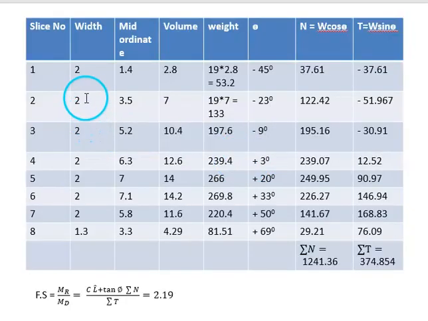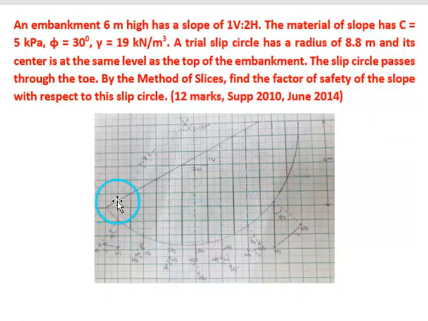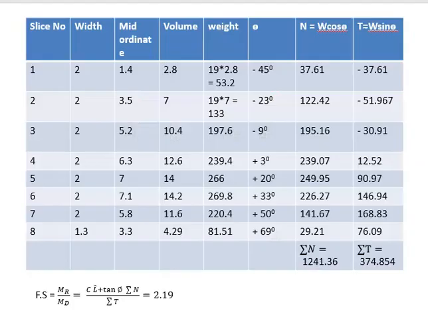So here in the table, first we have to write the width of the slice, then mid-ordinate. Mid-ordinate is nothing but height of center line. For each slice, we have to measure the height of center line of that particular slice. That is taken as mid-ordinate. Then volume, by taking the unit thickness, we can find the volume. That is nothing but product of width and mid-ordinate. Then we have to multiply with the unit weight of soil to get the weight of the slice.